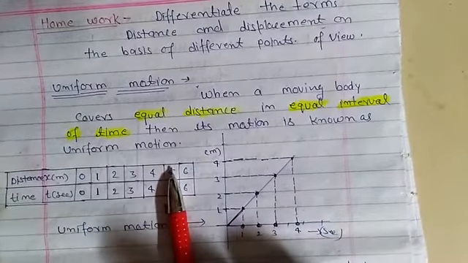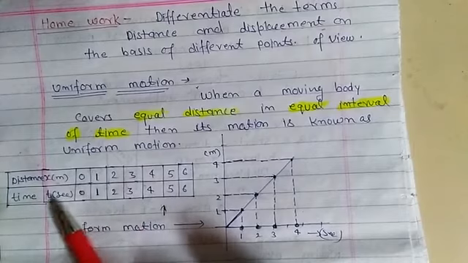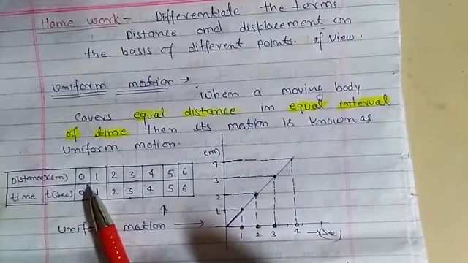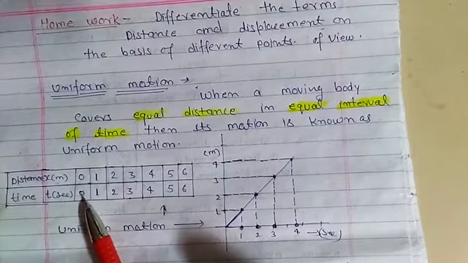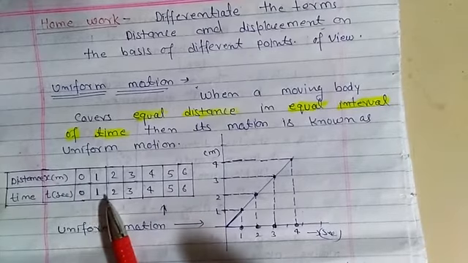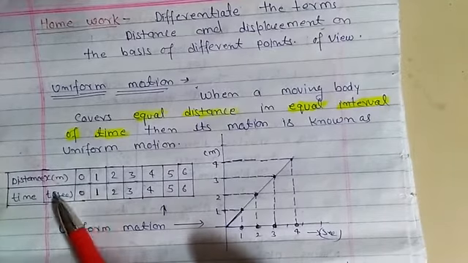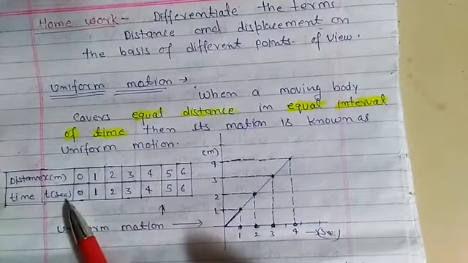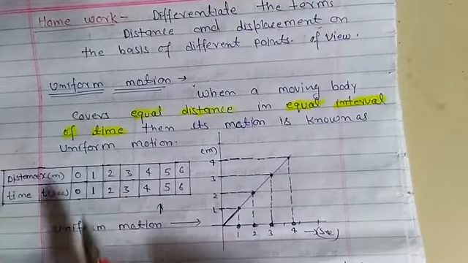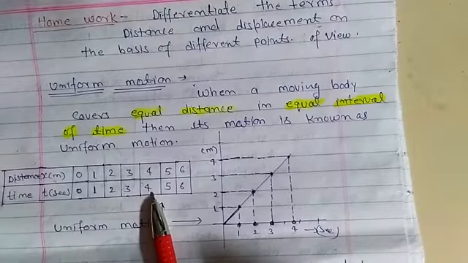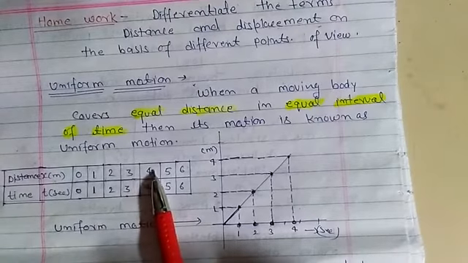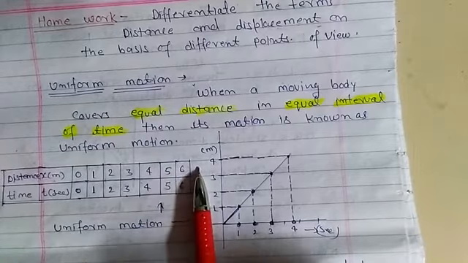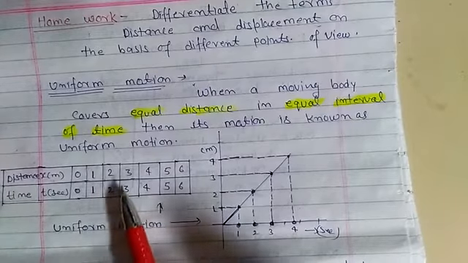And we take an example from data. Distance x in meters and time in seconds. At time 0, distance is 0. At time 1 second, distance is 1 meter. At time 2 seconds, distance is 2 meters. At time 3 seconds, distance is 3 meters, and at 4 seconds, 4 meters. At 5 seconds, 5 meters, and at 6 seconds, 6 meters.